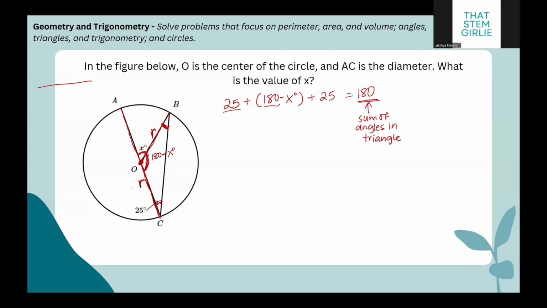So you have 25 plus 180 plus 25. And when I do that, I'm going to get 230. So it'll be 230 minus x equals 180. Subtract 230 from both sides, and you're going to get negative 50. So then divide both sides by negative 1, and you'll get that x is 50 degrees.